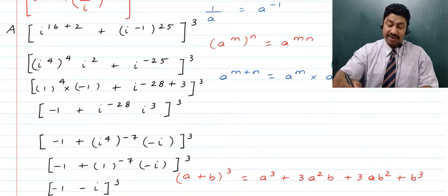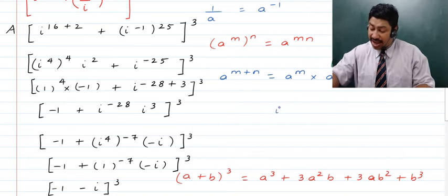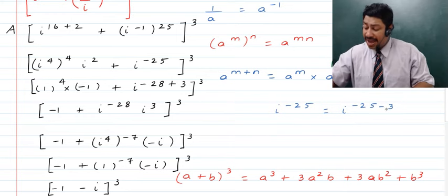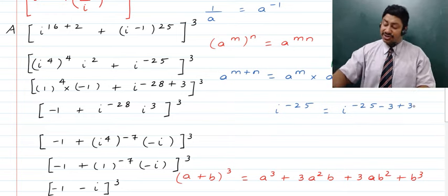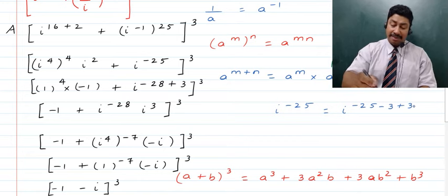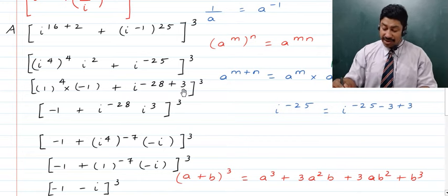That is, here what we have done is we've written i raised to the power minus 25 to be equal to i raised to the power minus 25 minus 3, thus making it a multiple of 4, and as we've subtracted 3, we will add 3. Thus here we can say that this will become i raised to the power minus 28 plus 3, right.